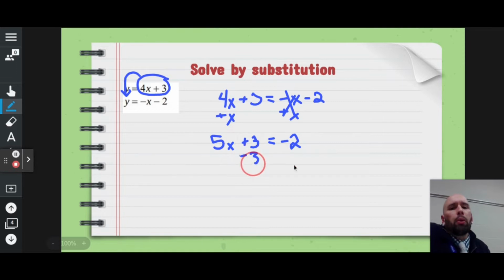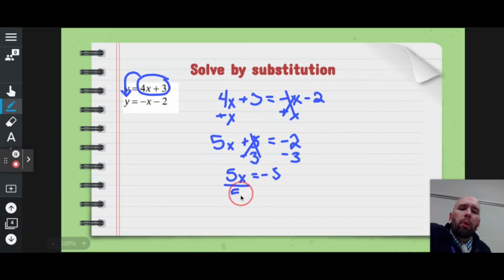Subtract 3 from both sides, and 5x equals negative 5. Divide both sides by 5. X equals negative 1. I have my x value.